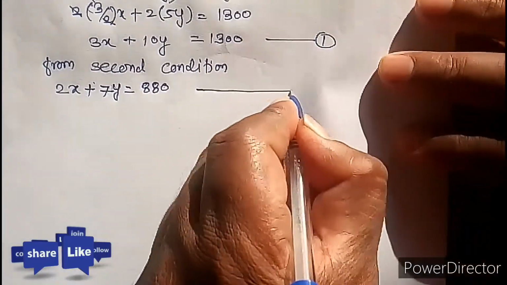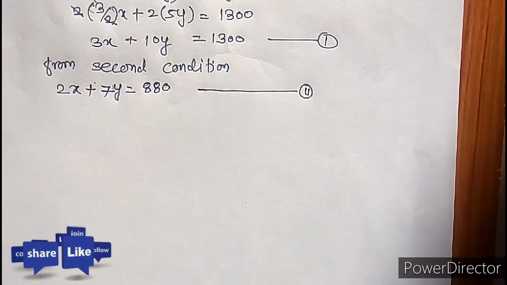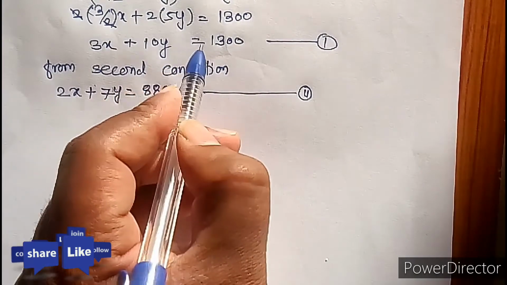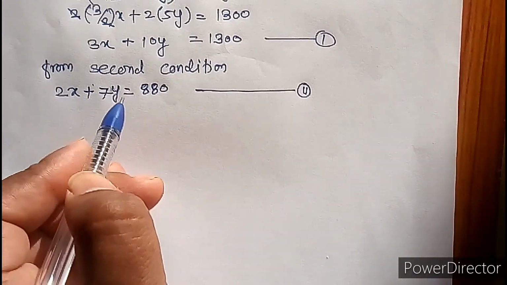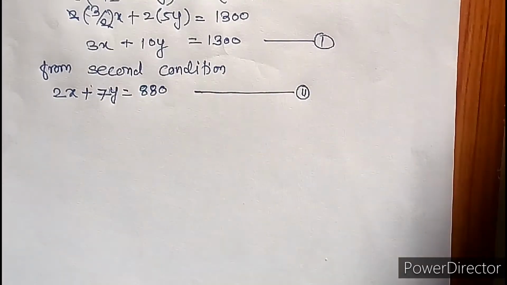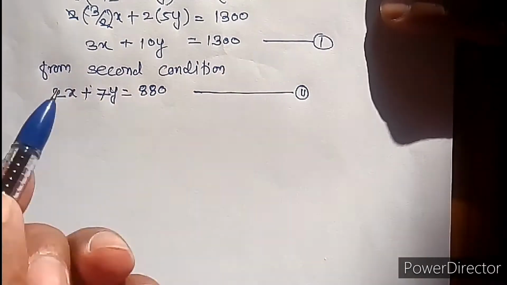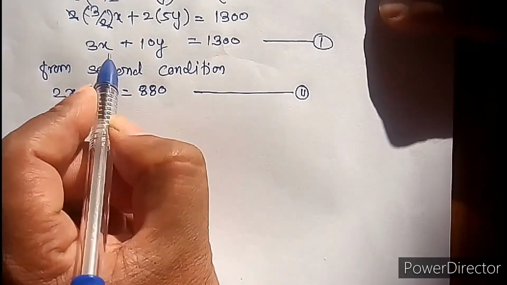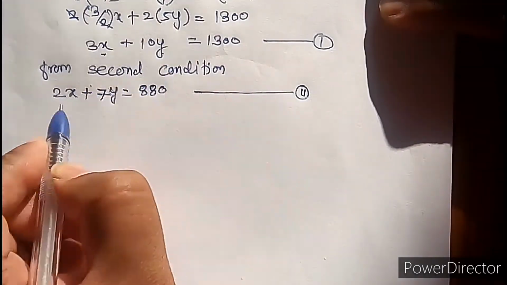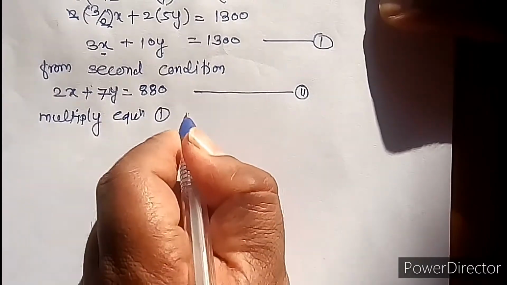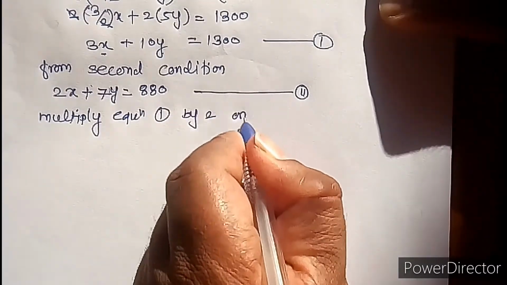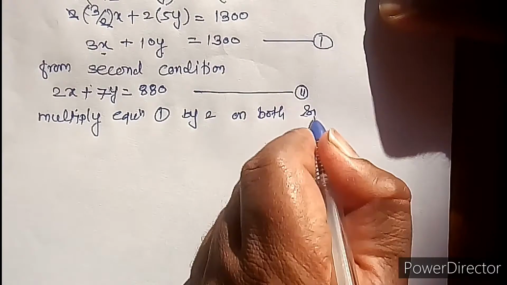This is equation number 2. We get two equations, that is 3x plus 10y equals to 1300, and the second equation, that is 2x plus 7y equals to 880. Now make the coefficient equal of either variable x or variable y. Multiply equation 1 by 2 on both sides.